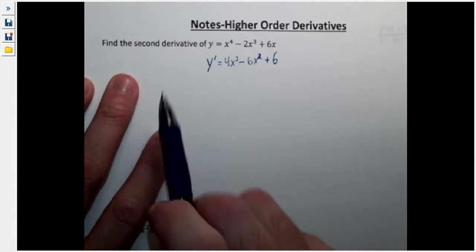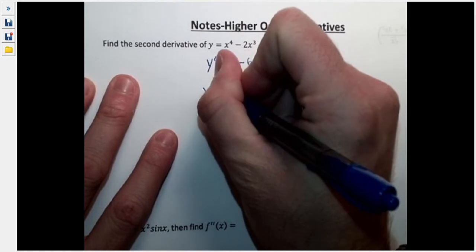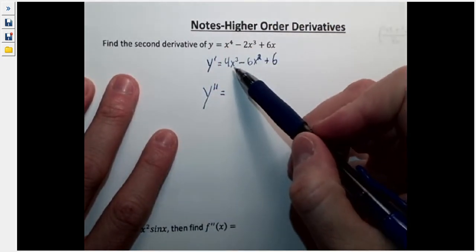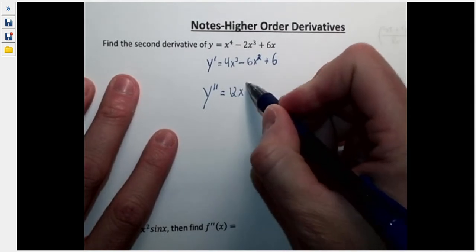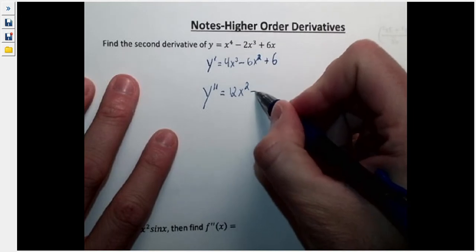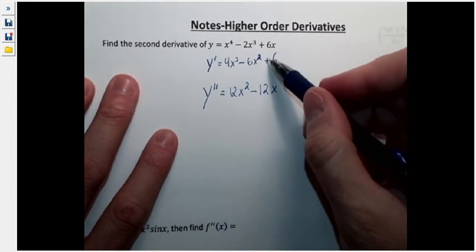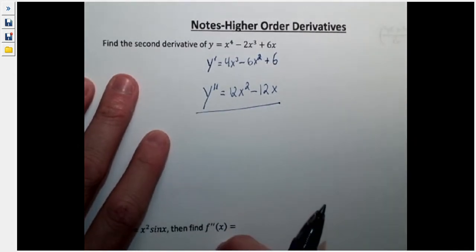Okay? But I'm looking for the second derivative, so we're going to take it again. So the derivative of y prime is y double prime, and we do the same thing again. We do power rules. So 3 times 4, that's 12x squared minus 12x, and the derivative of 6 is 0. So this is our second derivative.